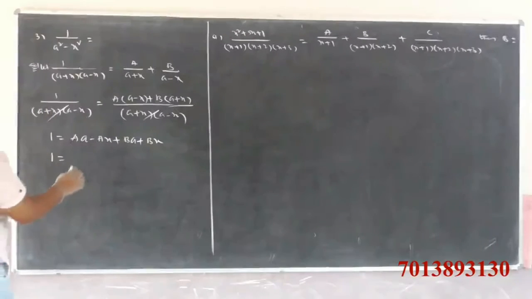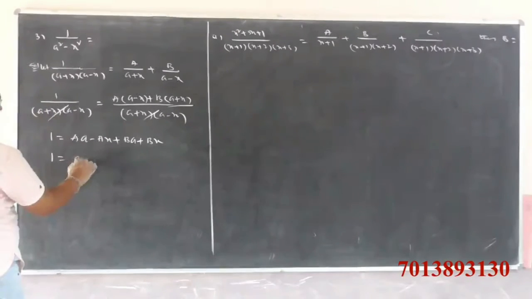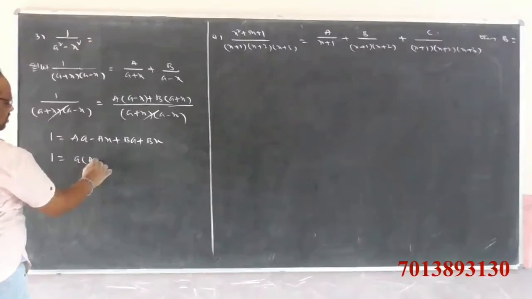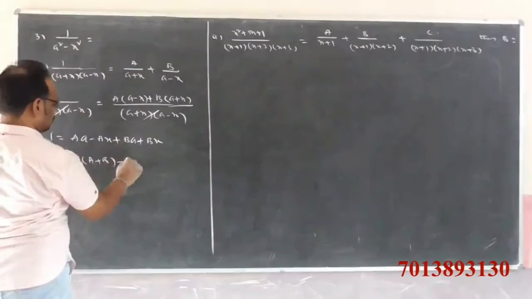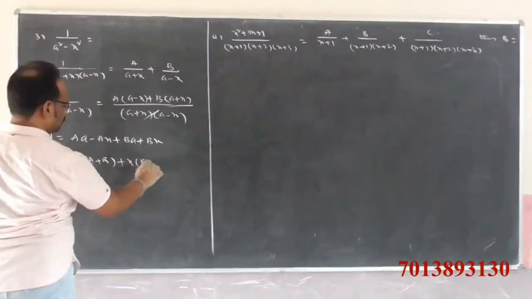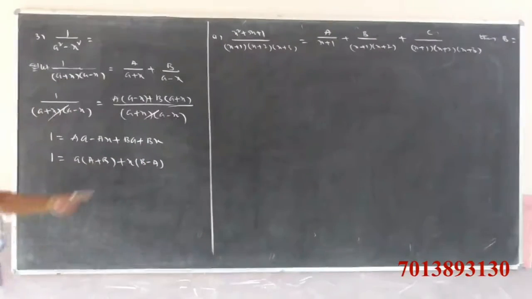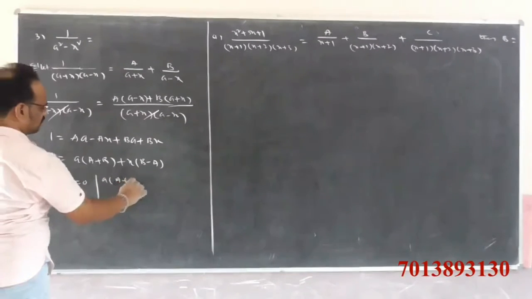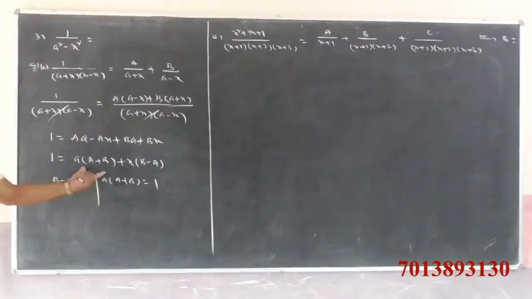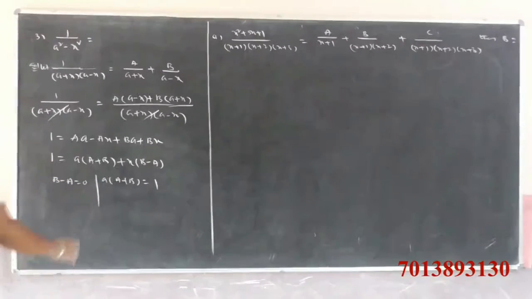1 is equal to, if you take a as common here, we get a plus b, and x is common, b minus a. What is the coefficient of x here? It is nothing but 0. So b minus a is equal to 0. A into a plus b is equal to clearly 1, the constant. So b is equal to a.